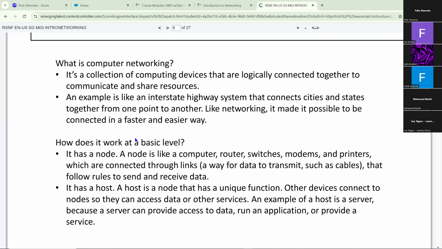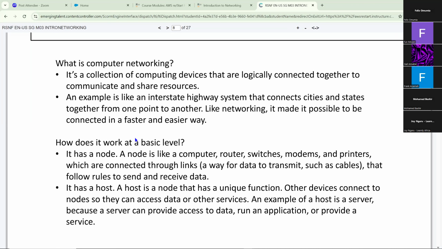It also has a host. A host, as we said, is a node that has a unique function. Other devices connect to it so they can access data or other services. The main host serves other devices. That's why you hear them called servers. An example of a host is a server, because a server can provide access to data, run an application, or provide a service. Those are three things that a server can do for the other computers.